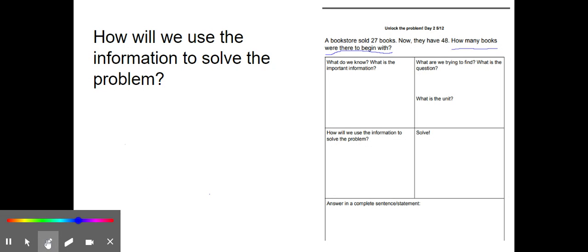The next box says, how will we use the information to solve the problem? This is where I want you to think about what equation you could use to help solve this problem. Are you going to use addition and put numbers together? Or are you going to use subtraction and take a part away? Pause the video and take a minute to think, then we'll go over it together.